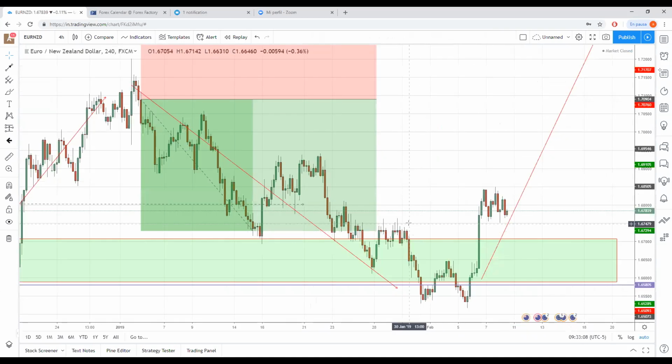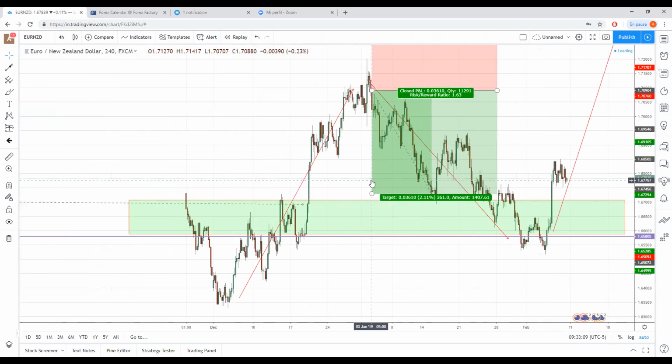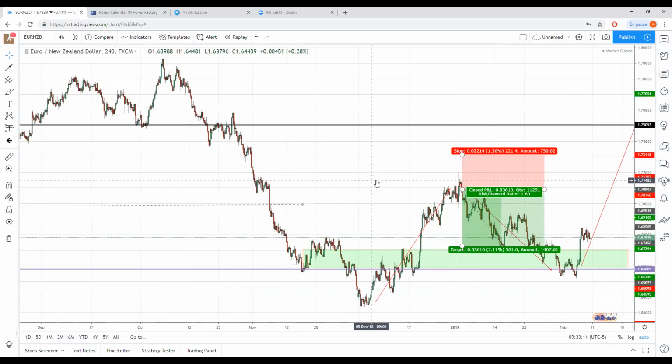starting with the news ideas for the week. We have this Euro New Zealand dollar idea.